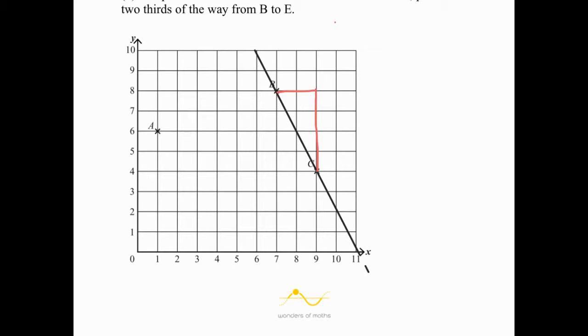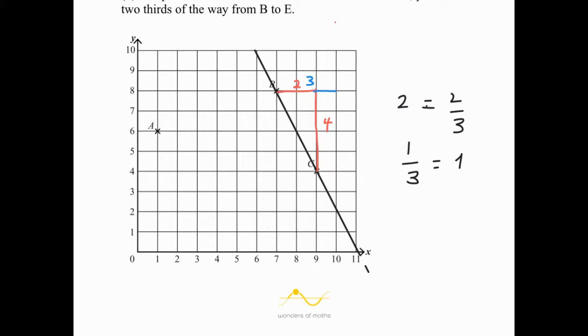From here we can count the number of squares on each line. Let's start off with our horizontal line. We can see that there are 2 squares right here, and our vertical line is 4 squares long. We know that this is 2/3 of the distance from B to E. So if 2 is equal to 2/3, then 1/3 is equal to half of that, which is 1. This means that we need to add 1 more square onto this line to make it 3.